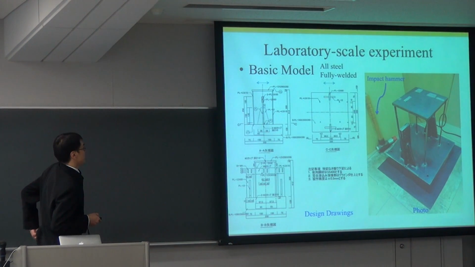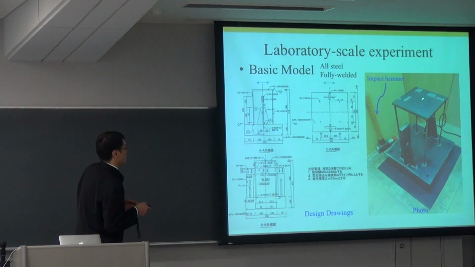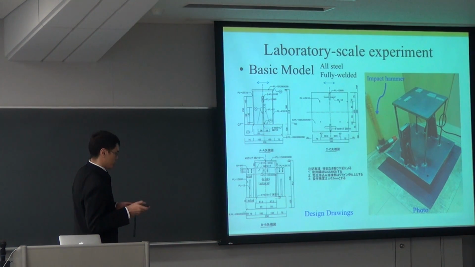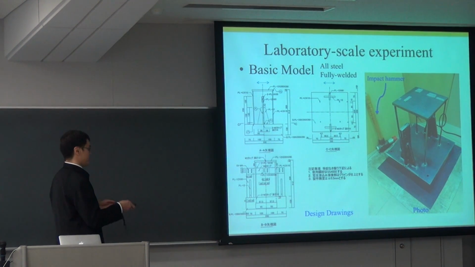This is the laboratory scale model that I used. It's all steel. All the connections are fully welded. So it's basically, it acts like a 1 degree of freedom model in one direction within a certain frequency range. It has 4 columns and then 1 mass plate. And then here's just a photo of the impact hammer I used to create an impulsive load and cause free vibration.